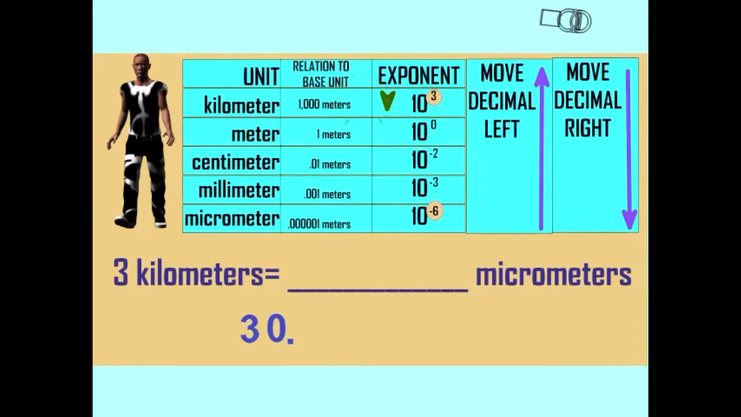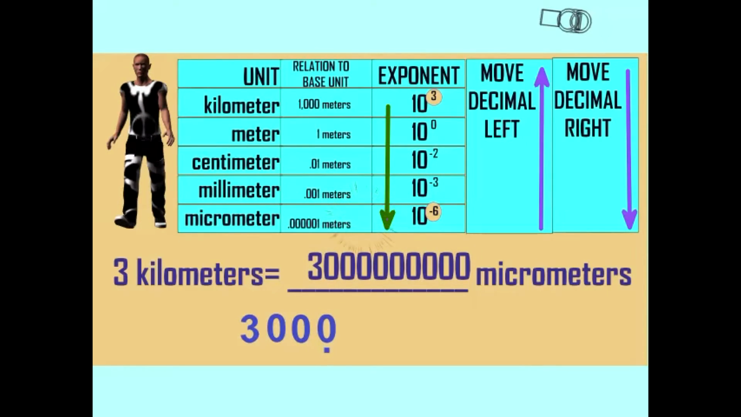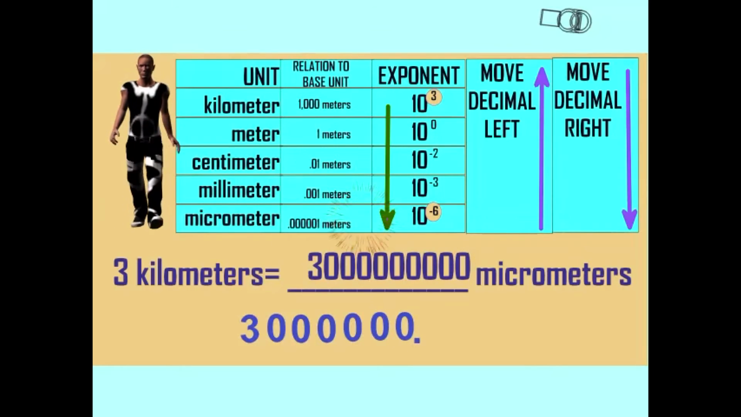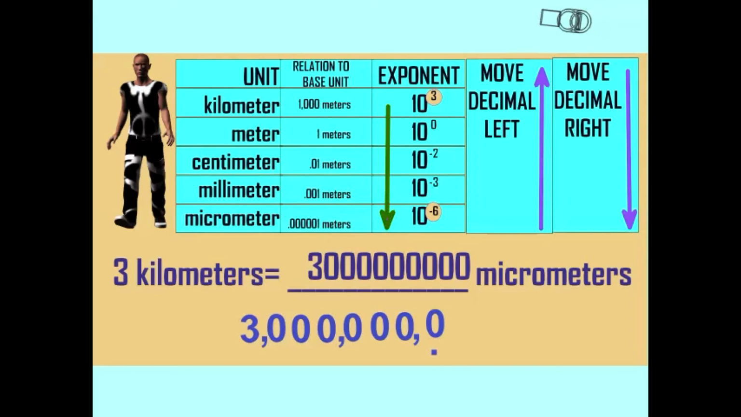So if you want to calculate that, you would look at the exponent associated with kilo, which is 10 to the 3, and that associated with micro, which is 10 to the minus 6. They differ by 9 powers of 10. I would move my decimal place 9 places. And since I'm traveling from my larger unit of kilo to my smaller unit of micro, I follow my downward arrow and I move the decimal place 9 places to the right.